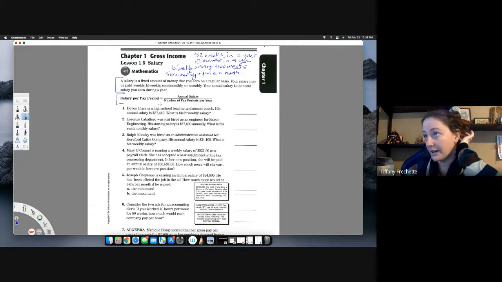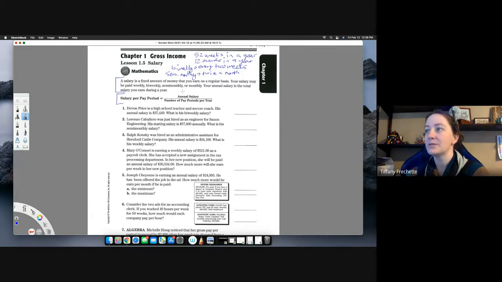All right. So then they give you the formula down here: salary per pay period. Remember, pay period just means how are you being paid? Weekly, monthly, semi-annually, semi-monthly, biweekly. If you're being paid semi-annually, that would mean twice a year. So hopefully not having to wait a whole 6 months to get paid. But we're just looking at, how much do I make in every pay period?